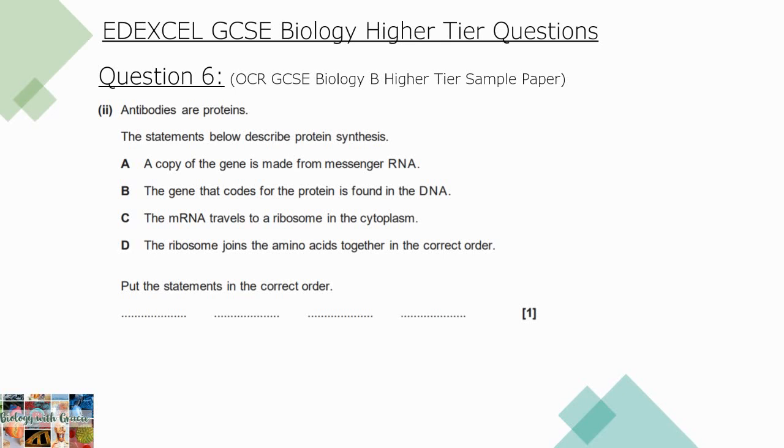So we've got B, then A, okay, and then we've got C. So the mRNA travels to a ribosome in the cytoplasm. So this is the beginning of translation, and then the ribosome joins the amino acids together in the correct order. So that's obviously the final stage of translation when the polypeptide is produced. So here we can see our answers.